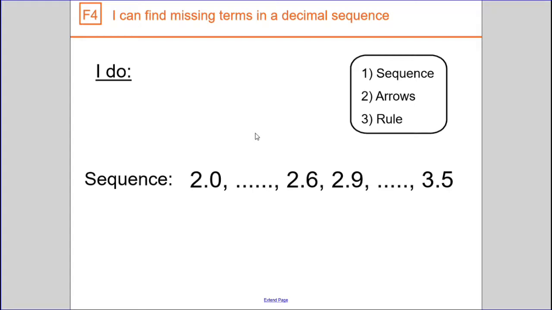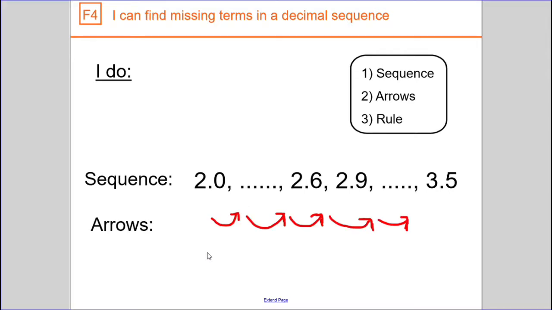I can find missing terms in a decimal sequence. So we've got a sequence 2.0, then we've got a gap, 2.6, 2.9, we've got another gap, and then 3.5. We are usually used to finding the next two terms, but in this sequence, you're asked to find two terms within our actual sequence. So the first thing we need to do is draw our arrows for each individual term.